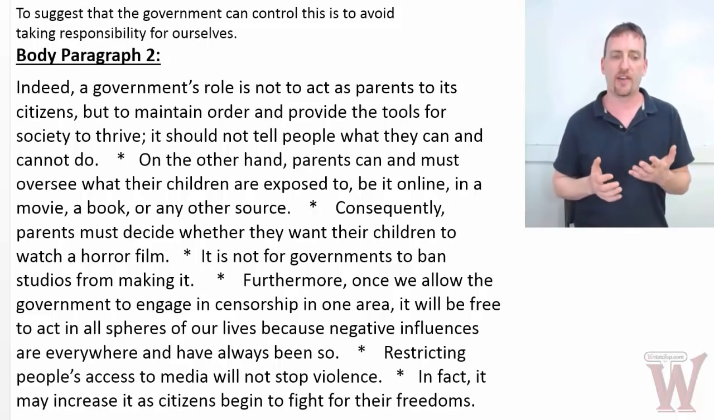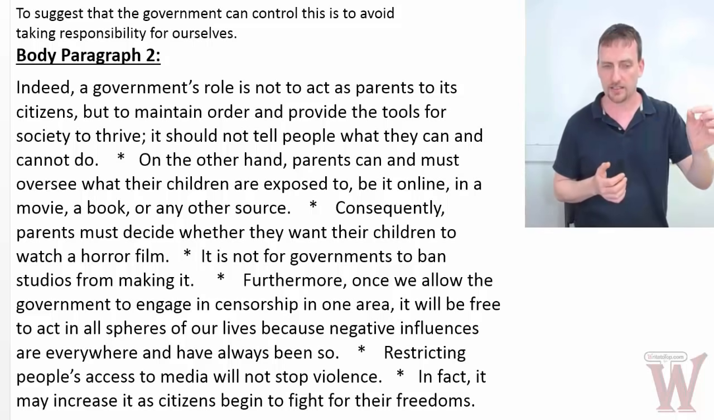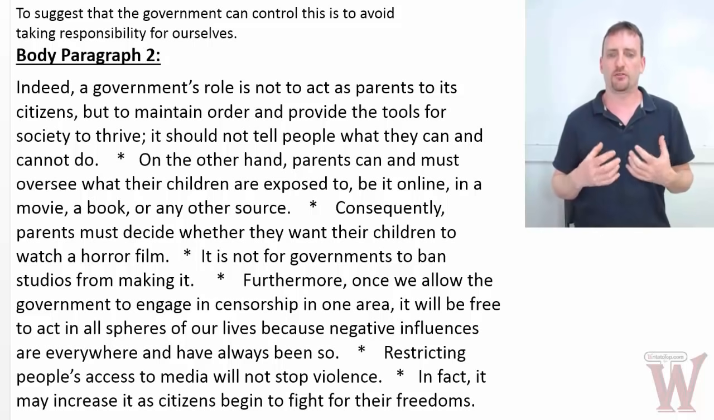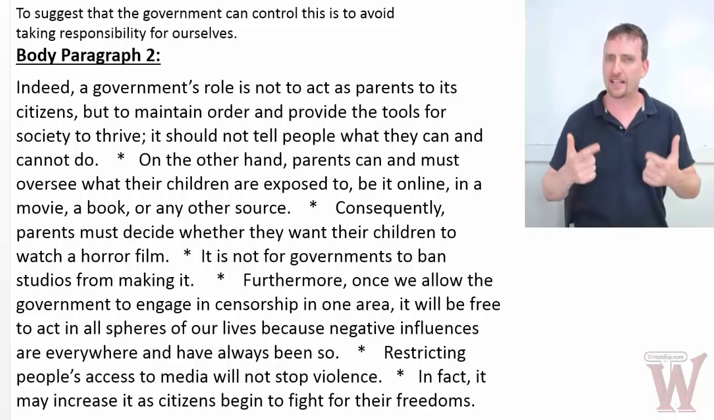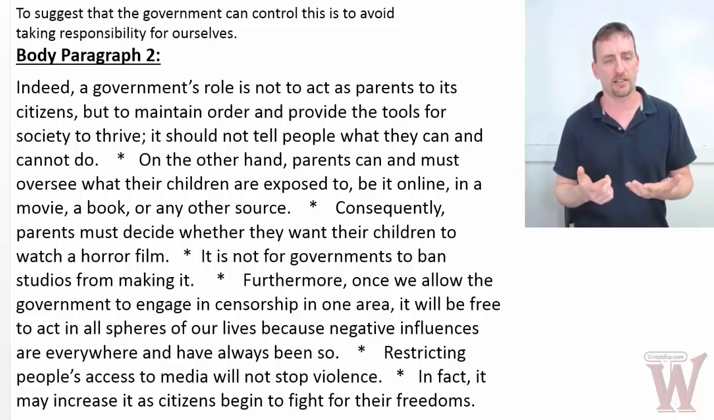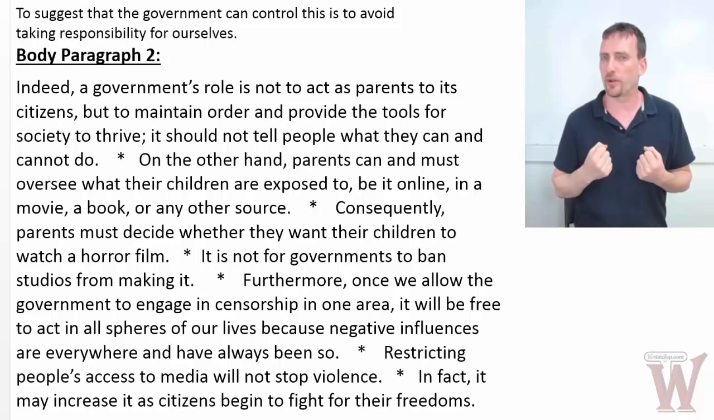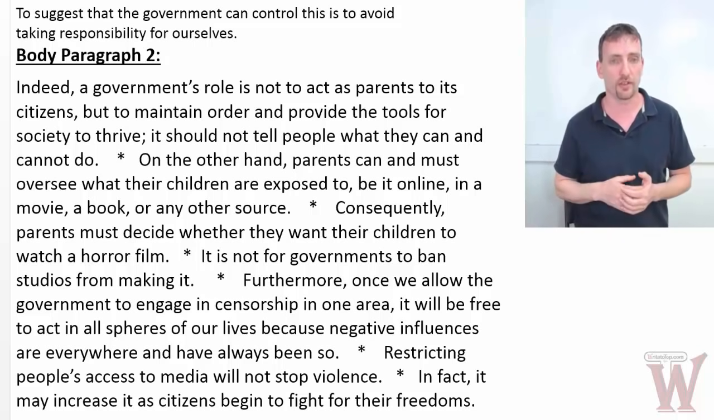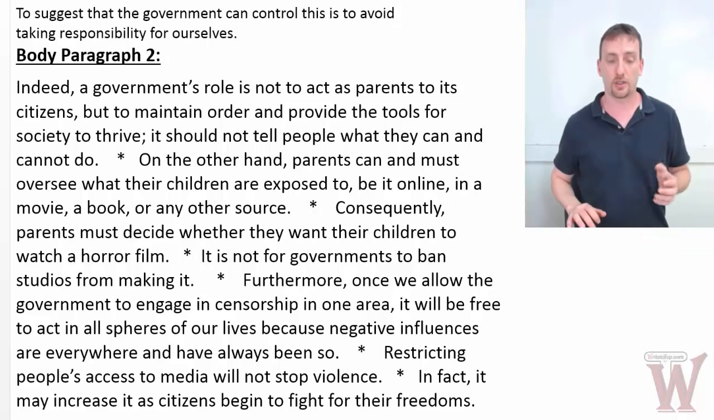In fact, it may increase violence as citizens begin to fight for their freedoms. Once the government tries to control everything, that's when people will start to become more violent because they will fight for their freedoms. If somebody's trying to take away your freedom, you're going to fight for it, right? You're probably going to be violent in doing so. So there's my body paragraph 2. I have the word count down there. You can look at that as well. Let's look at our conclusion.